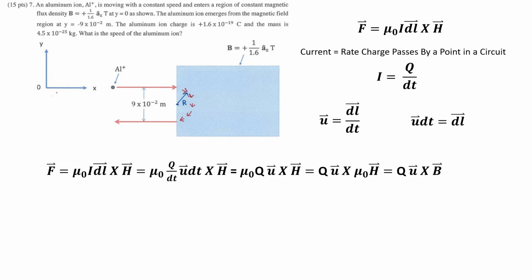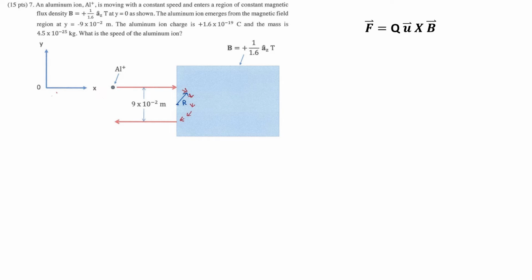We can cross out dt, and now we have the force on a moving charge Q is equal to the permeability of free space multiplied by the charge and velocity cross the magnetic field intensity H. We can also combine the permeability of free space and the magnetic field intensity to equal B, the magnetic flux density field. We can use this equation now to solve this problem.